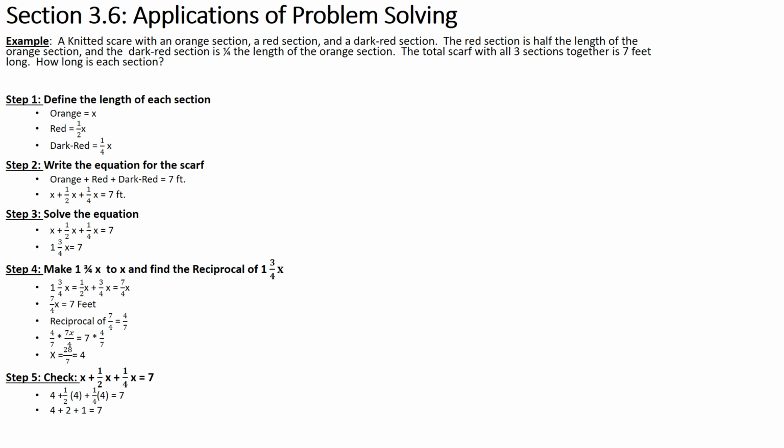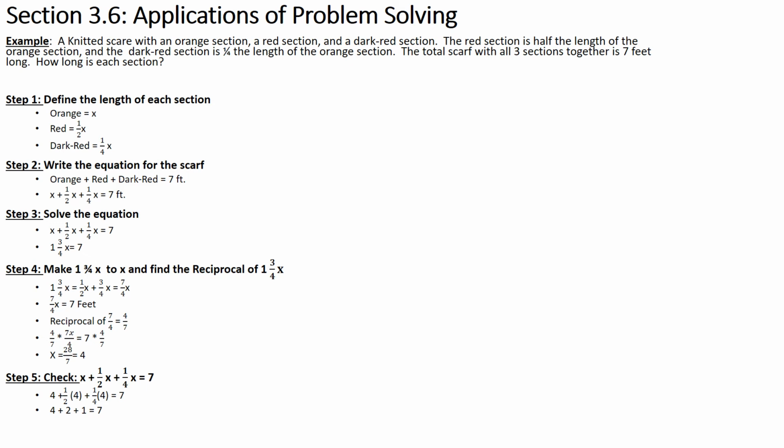A knitted scarf with an orange section, a red section, and a dark red section. The red section is half the length of the orange section, and the dark red section is 1/4 the length of the orange section. Total length of all three sections is 7 feet.